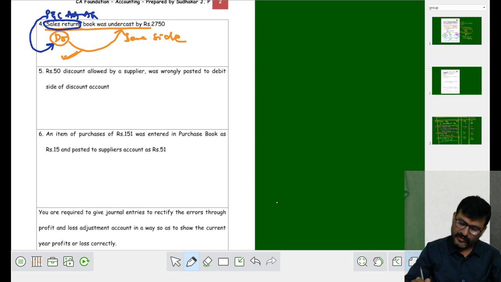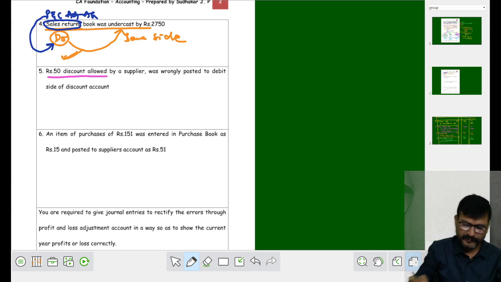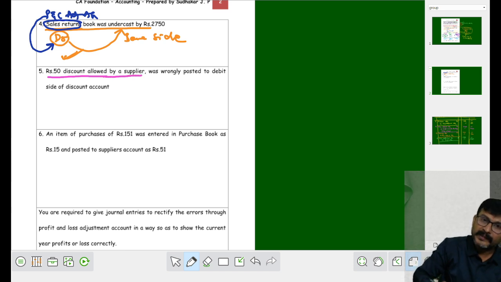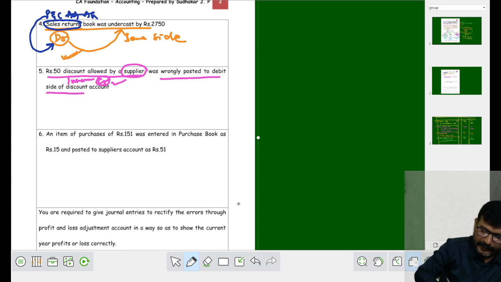See the next one, my dear student, what happened here. Rupees 50 discount allowed by a supplier. Discount allowed by a supplier means whom? Creditor. Here discount allowed by a supplier means it is an income. Income is to be credited as a correct entry. But it was wrongly posted to the debit side of discount account. Since you wrongly posted to the debit side of discount account, it is a wrong debit.